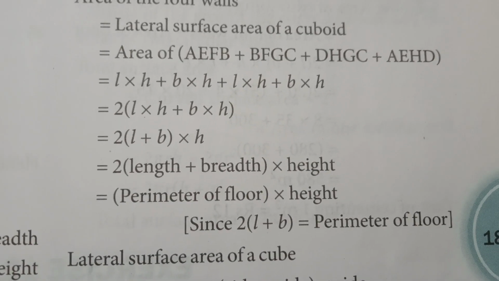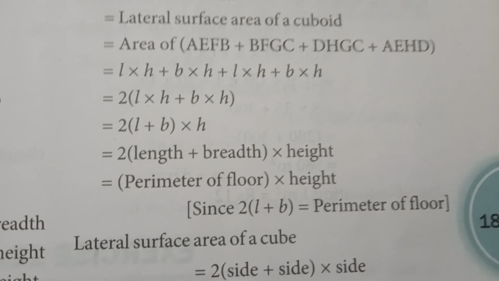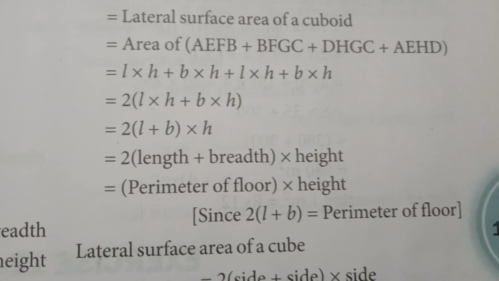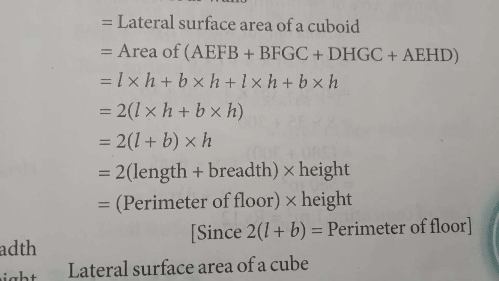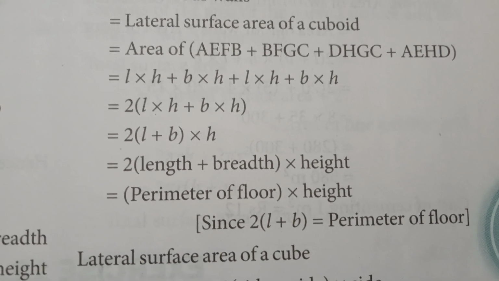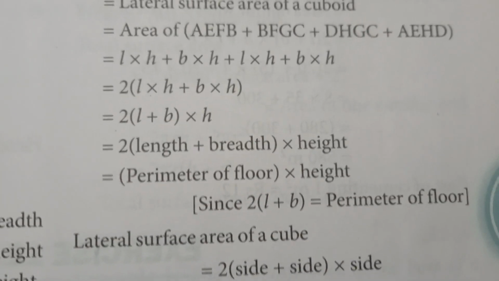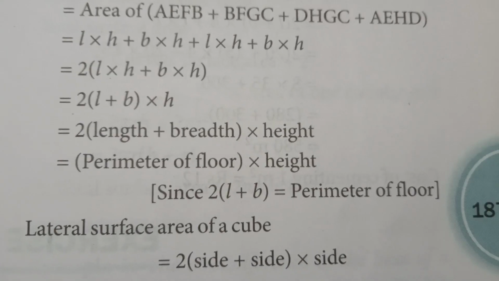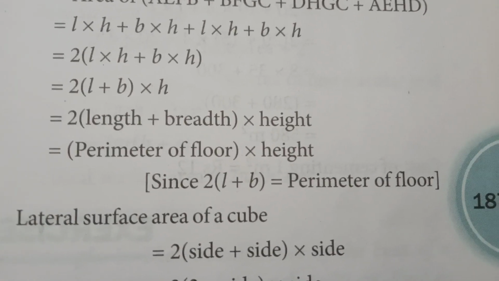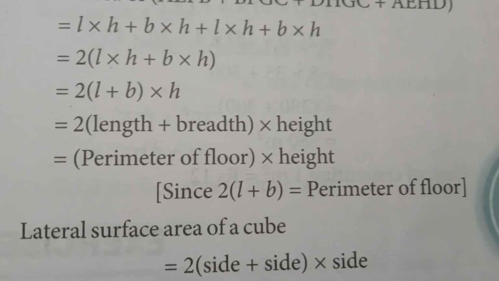So L into H plus B into H plus L into H plus B into H. So 2 times of L into H plus B into H, 2 taken out from L and B, taking out H common. So 2 into (L plus B) into H. So 2 into (length plus breadth), which is nothing but perimeter into the height.